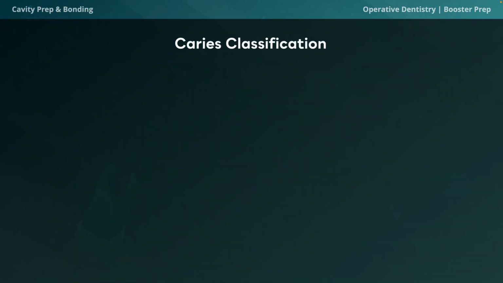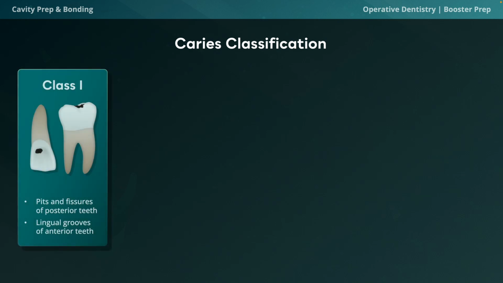Let's get started by reviewing the different caries classifications, which ultimately dictate how a preparation will be performed. Class 1 cavities are found in the pits and fissures of posterior teeth, such as molars and premolars, or you can find them on the lingual grooves of anterior teeth. The preparation here is typically confined to the occlusal or lingual surfaces without extending to the marginal ridges.